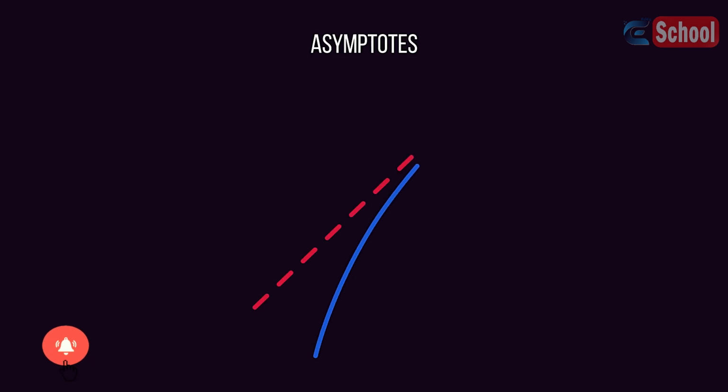So there we have asymptotes. They are vertical, horizontal, or diagonal lines, where a graph approaches but never actually reaches.